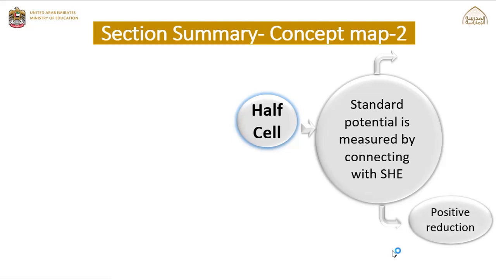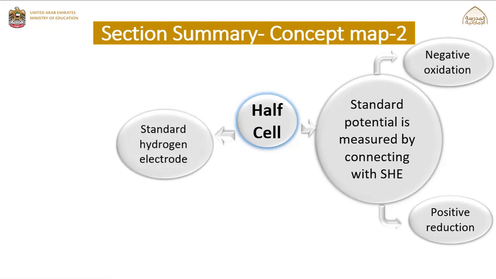The standard potential of a half cell can be measured by connecting it with the standard hydrogen electrode. If the sign is positive, then it is reduction. If the sign is negative, it is oxidation. Standard hydrogen electrode is the half cell which is used as the reference half cell, which has hydrogen gas being bubbled at 1 atm using a platinum electrode.